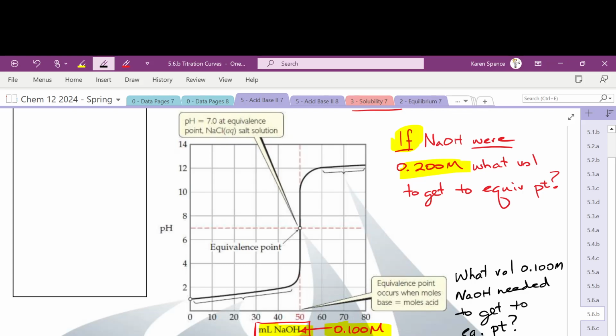I'm going to start counting by tens. You guys are going to tell me when to stop or if I've gone past. 10, 20, 30, 40, 50. Yeah, we're going to stop because what is the volume needed to get to the equivalence point? We recognize the equivalence point because it is the point where the graph goes vertical, okay? The equivalence point is where the graph goes vertical.